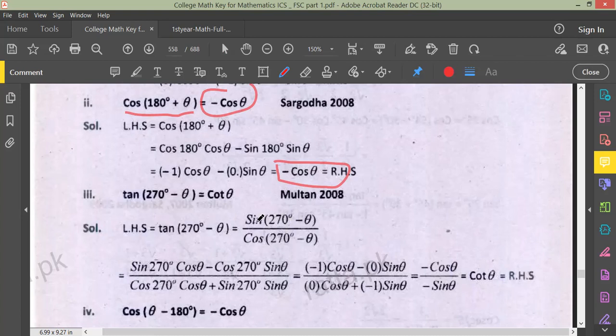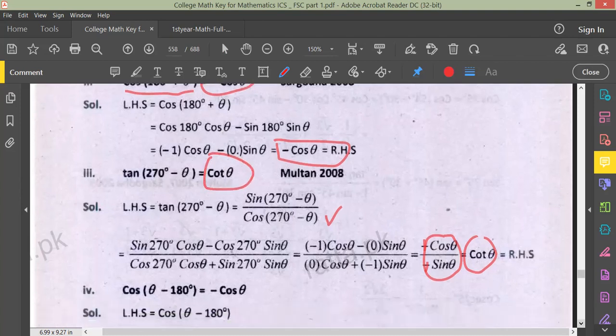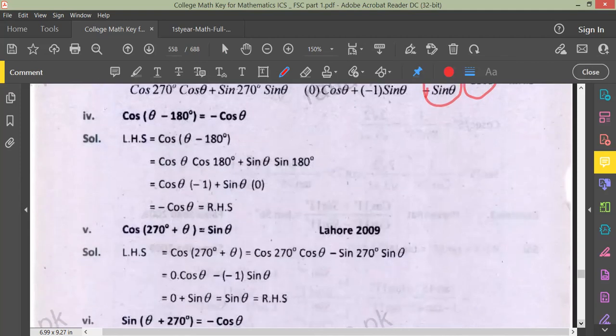So we will open the formula of sine of alpha minus beta, and similarly cos of alpha minus beta. After opening the formula and putting the values, sine of 270 is equal to minus 1, and cos of 270 is equal to 0. So minus will cancel out with minus. We know that cos over sine is equal to cot of theta. So our final answer will be cot of theta, which is the right hand side. So left hand side of this question is equal to right hand side.